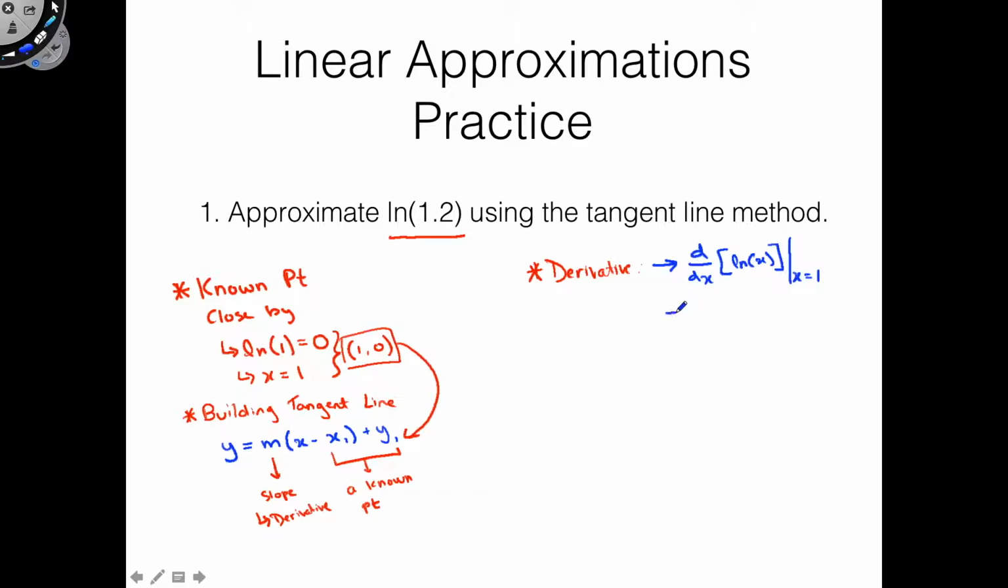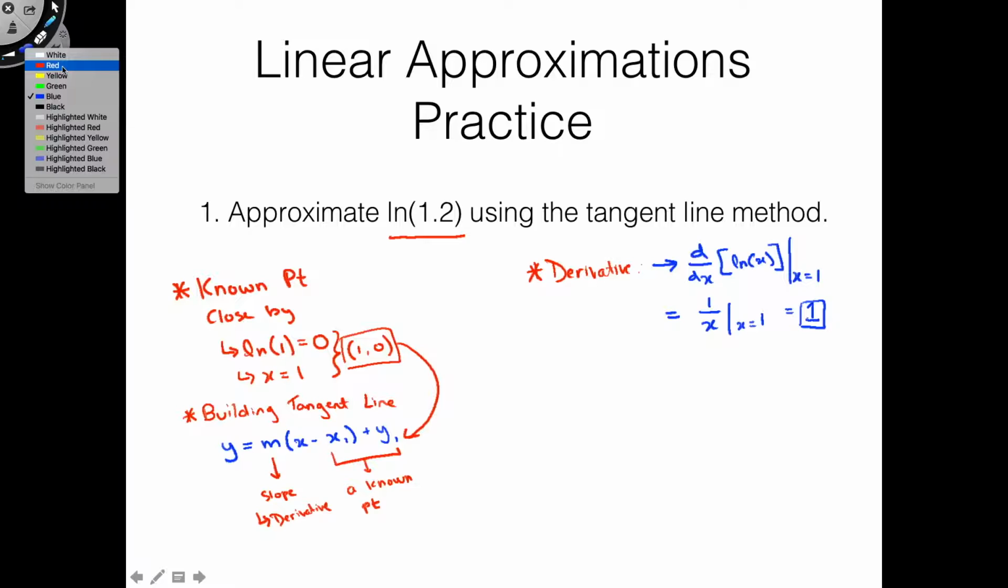This is an easy derivative: it's 1 over x, evaluated at x equals 1. If you plug in the 1, you just end up with 1. So the slope of our tangent line at x equals 1 is 1. Now we have all the components we need to find our tangent line, so let's put them together.